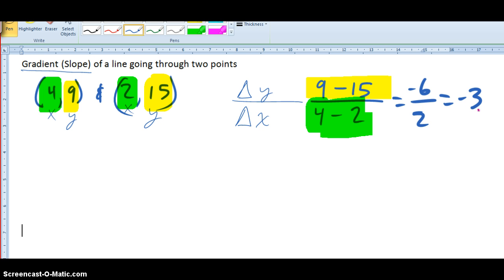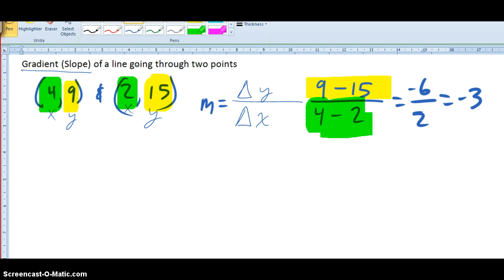Okay, so that's the gradient going through those 2 points. We're going to label it M. I don't know why it's M, but we're going to label it M. I'll tell you more about that in a little bit. I'll show you where we use that M in a little bit.